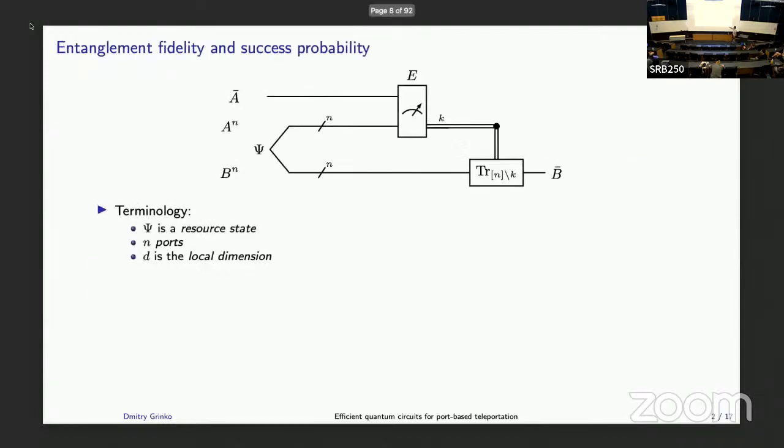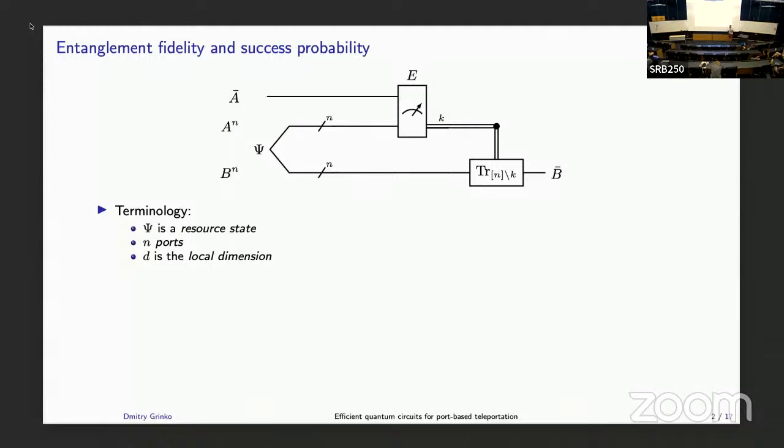So yeah, some terminology. The psi is called, as I said already, a resource state. Those wires here which share the entanglement are called ports, and D will be a local dimension. It's a dimension of the system A bar which Alice wants to teleport to the Bob side over here. So we are going to talk about optimal port-based teleportation.